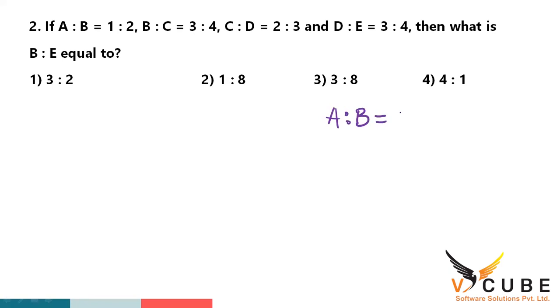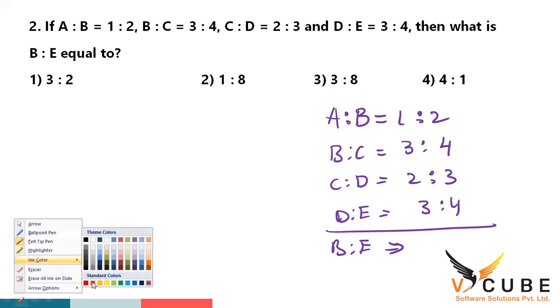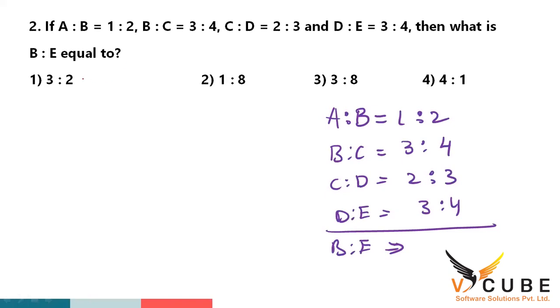A is to B is equal to 1 is to 2 and B is to C is equal to 3 is to 4 and C is to D is equal to 2 is to 3 and D is to E is equal to 3 is to 4. Find the B is to E value. Anyone, guys, what is the answer and which option is the right answer? Somebody is saying 3 is to 2. Okay, very good, 3 is to 2.